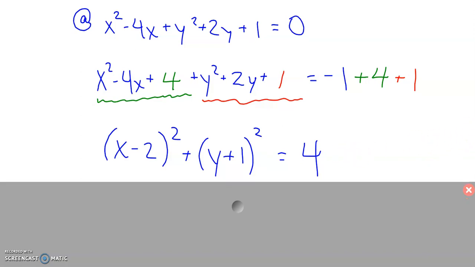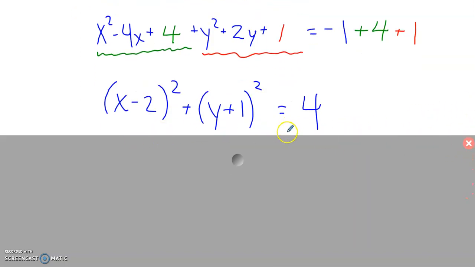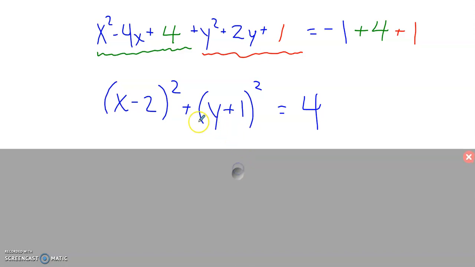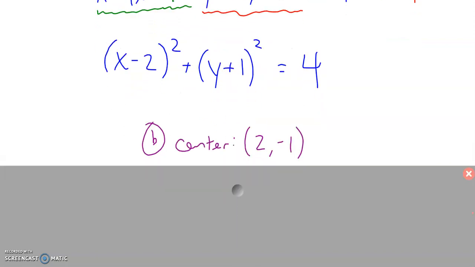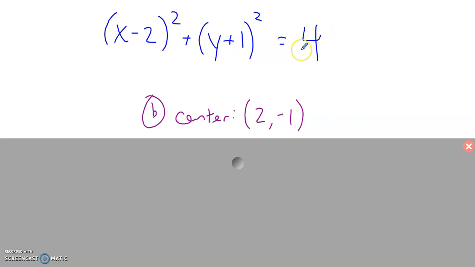And now you can see this is the form of the circle that we were working with yesterday. This is now the standard form of a circle. And so now I'm done with part A. I'm ready to move on to part B. I identify the center and the radius. So the center is at (2, -1). And the radius is going to be the square root of this.